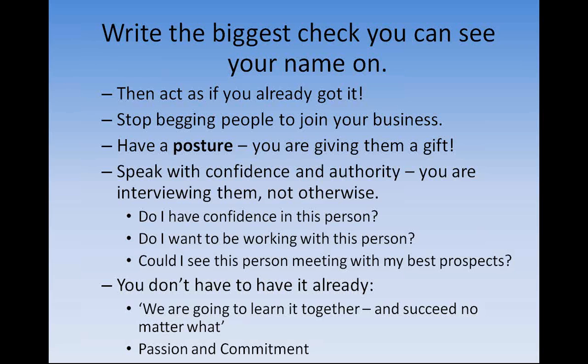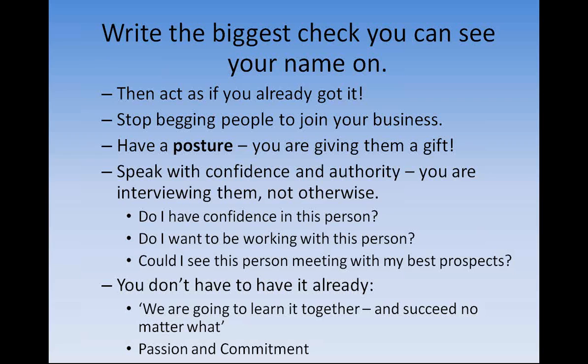What you need to do right now is write the biggest check you can imagine with your name on it, and then act as if you already got it. Now what we need to do is stop begging people to join our business. This is not going to happen. What we need to do is have a posture. You are giving them a gift, not the other way around. It's not them who are doing you a favor by joining your business. No, you are doing them a favor by teaching them how to earn more.